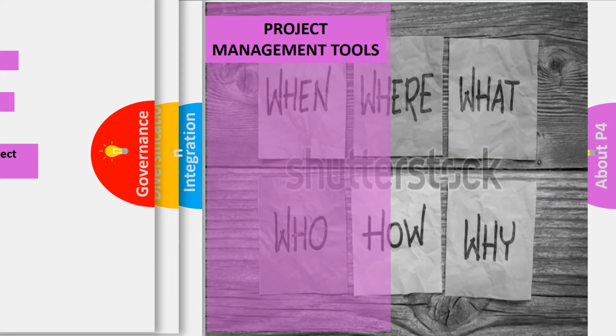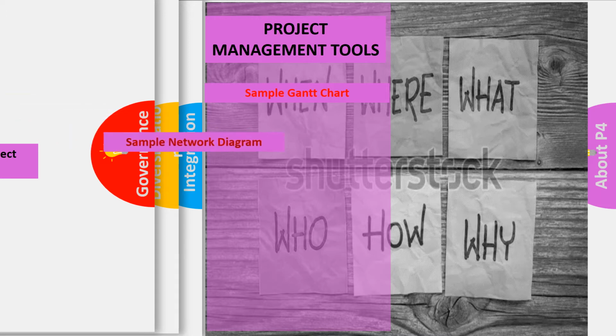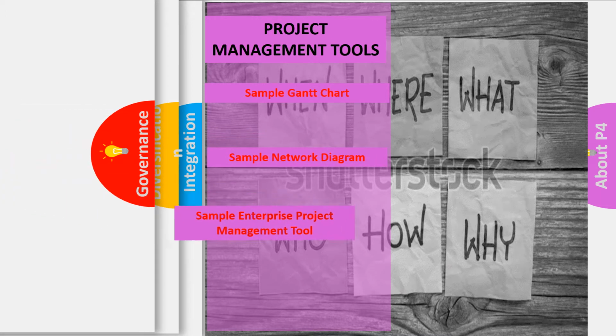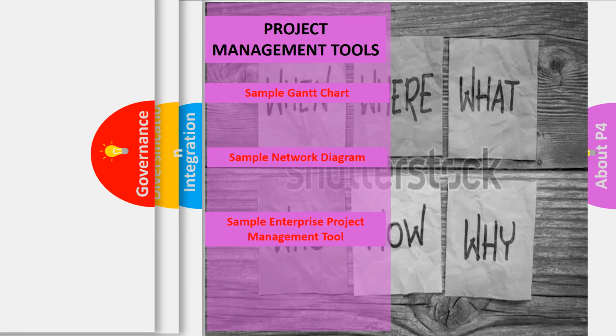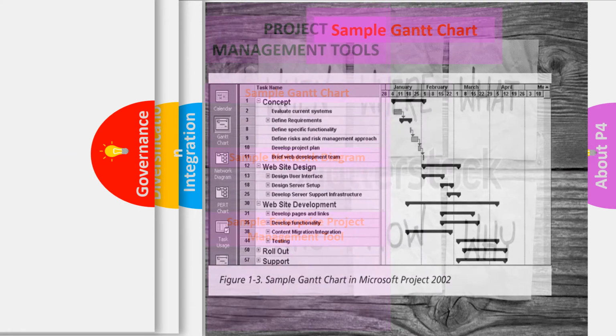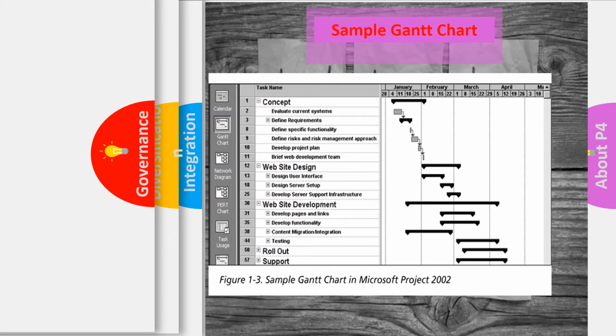When we look at some of the project management tools, you've seen some of these tools before, and these tools include a Gantt chart, a sample network diagram, and a sample enterprise project management tool. Look at the Gantt chart. We can see the Gantt chart, and most of you have used these before.